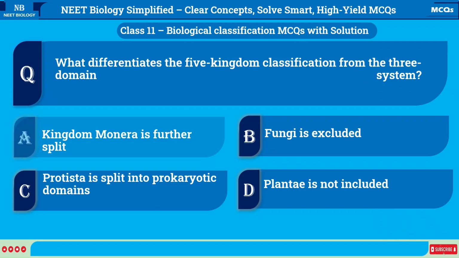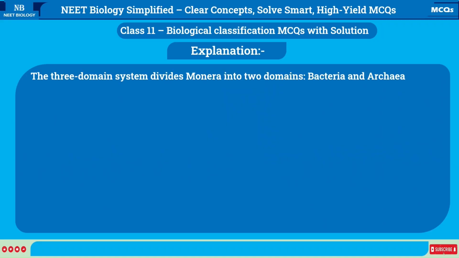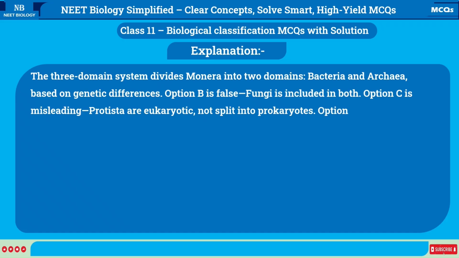Correct answer is A. Kingdom Monera is further split. Explanation: the 3-domain system divides Monera into 2 domains, bacteria and archaea, based on genetic differences. Option B is false. Fungi is included in both. Option C is misleading. Protista are eukaryotic, not split into prokaryotes. Option D is incorrect as Plantae remains recognized.